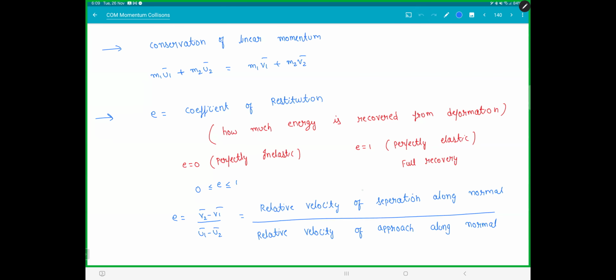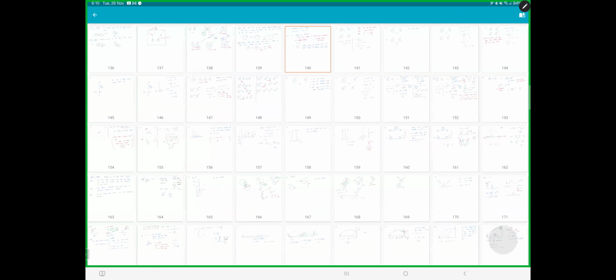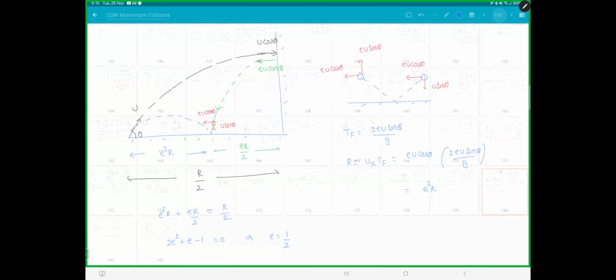Relative velocity of separation along the normal, approach along the normal. So in the formula, E is equal to V2 minus V1 by U1 minus U2, these are velocities along the normal. They are not the total velocities. I hope that is making sense. Because the only ones responsible for the deformation are the velocities along the normal. Perpendiculars don't care. So there's no point in writing full velocity V2 minus V1 bar.